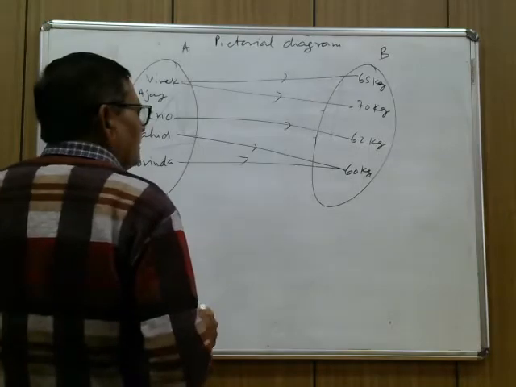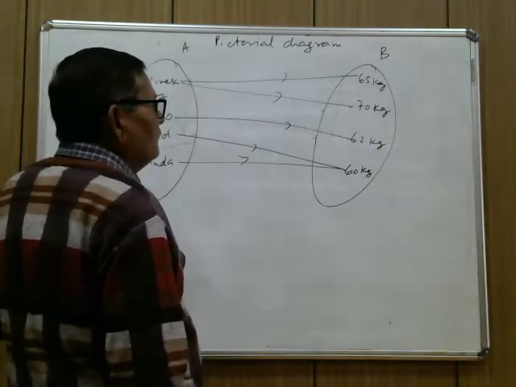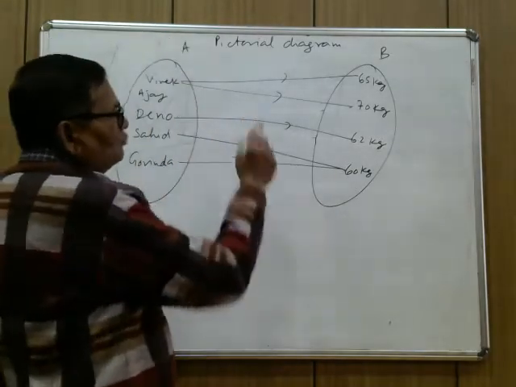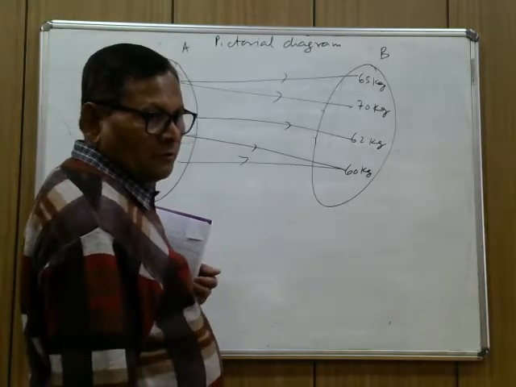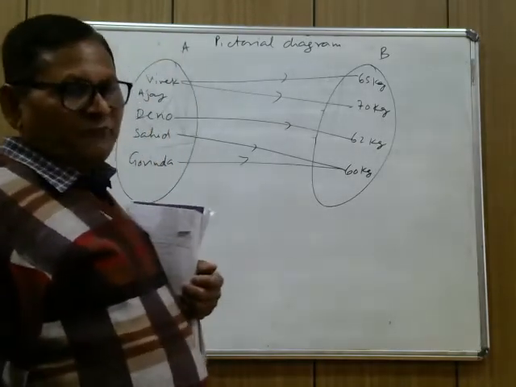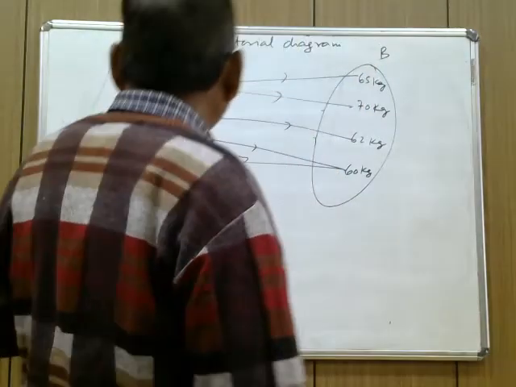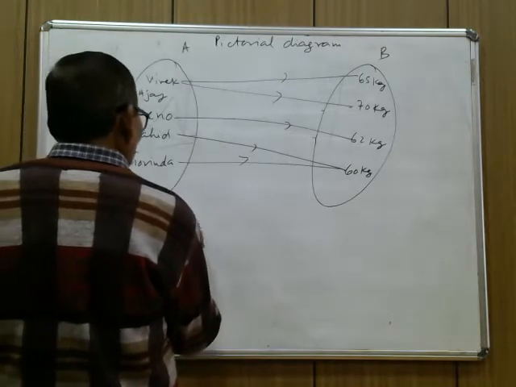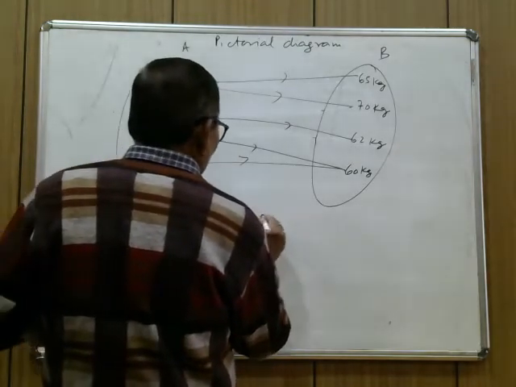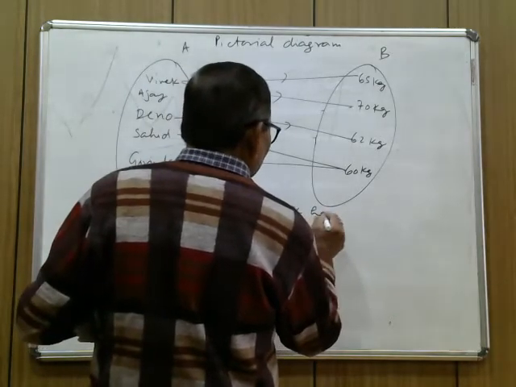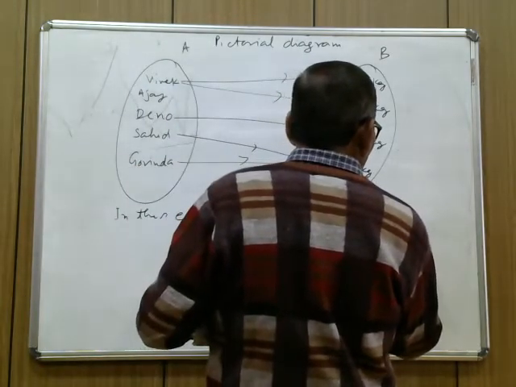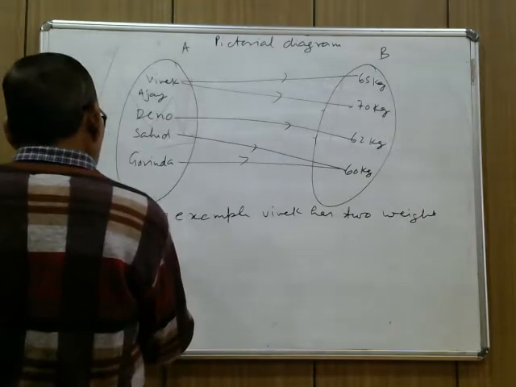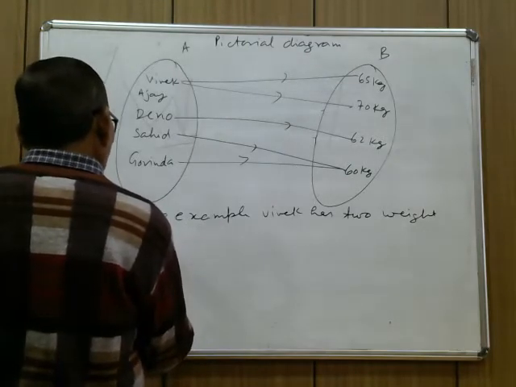There is Vivek. This has not one and only one weight. The people and their weights are given, and Vivek has two weights. It has not one and only one. So in the definition of function, the first condition is not satisfied, because in this example, Vivek has two weights. Therefore, the first definition of function is not satisfied.